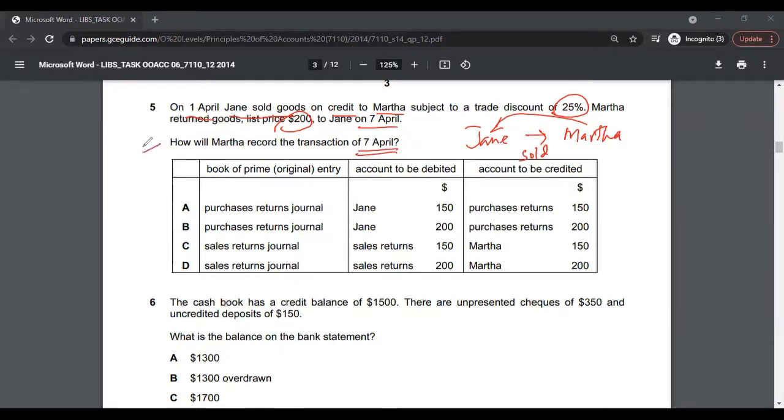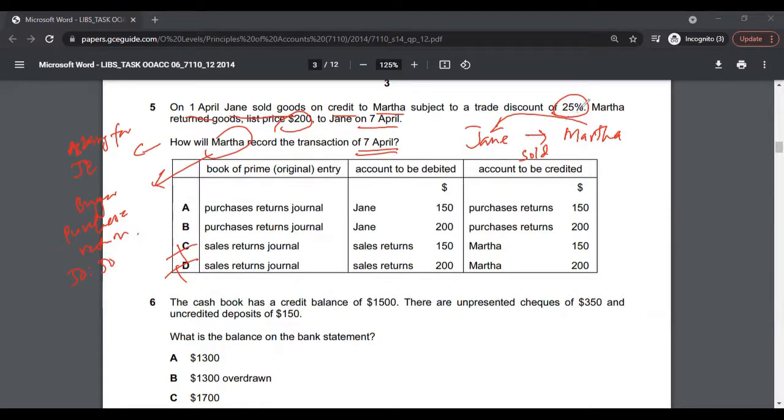Again, a question asking for a journal entry. Who is Martha? Martha is a buyer, right? So this is actually a purchase return. So you can clearly strike off option C and option D. You are left with 2 options only, so now you're down to 50-50. Now you need to decide whether it's answer A or answer B.